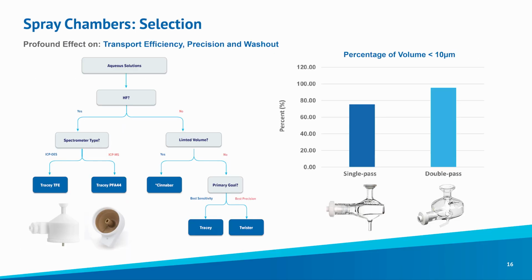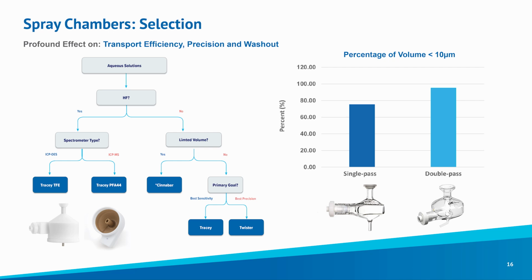Next, we have the spray chamber, which has a profound effect on transfer efficiency, precision, and washout. There are two main types of spray chambers, cyclonic and Scott. Cyclonic spray chambers are the most common because they effectively combine gravity and centrifugal force to filter out large droplets. Cyclonic designs come in single pass and double pass options.